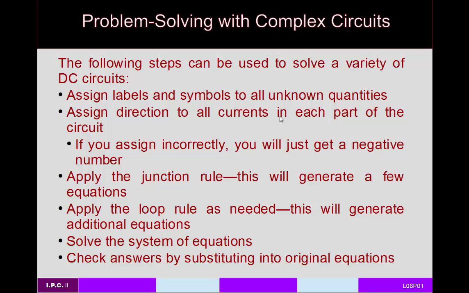so you're picking some direction that you're going to go around the loop. Then you're going to say, okay, is the current going to actually follow this direction or not? Don't worry if you pick incorrectly, you're just going to get a negative number. That will work itself out as you do this. Then you apply Kirchhoff's laws. The junction rule is going to generate some equations. The loop rule is going to generate some equations. Once you have the equations that you've generated from this pair, you will have a system of equations. And so you can solve the system, and then at the end you can check your answers by substituting whatever you get into the original set of equations.